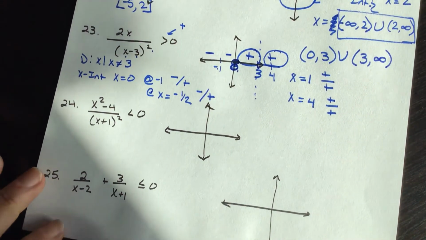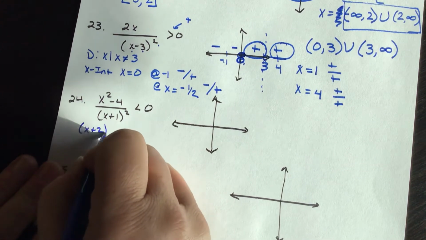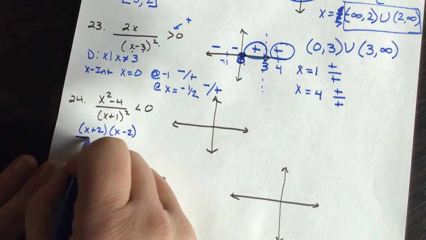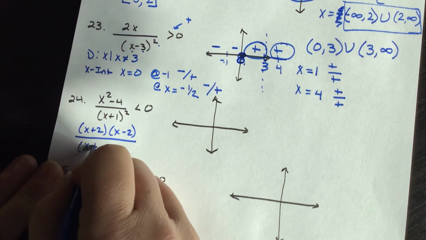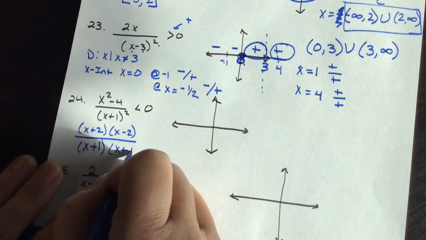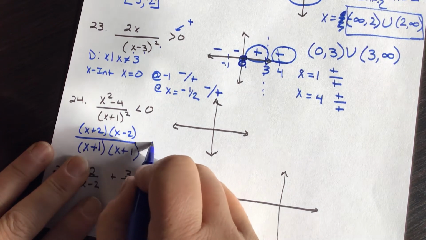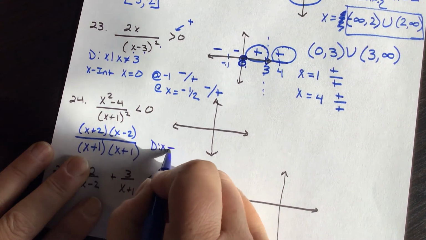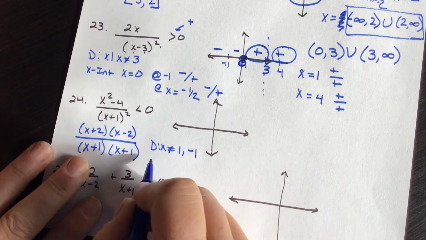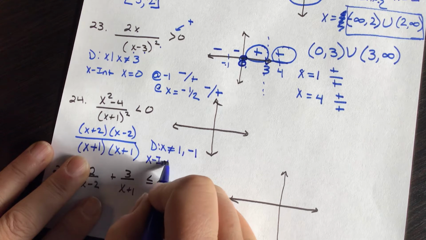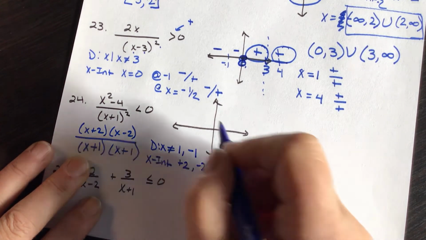Number 24, I'm going to factor the top and I get x plus 2 and x minus 2. On the denominator, I have an x plus 1 and an x plus 1. So for my domain, x cannot equal positive 1 or negative 1. And for my x-intercepts, I have a positive 2 and a negative 2.